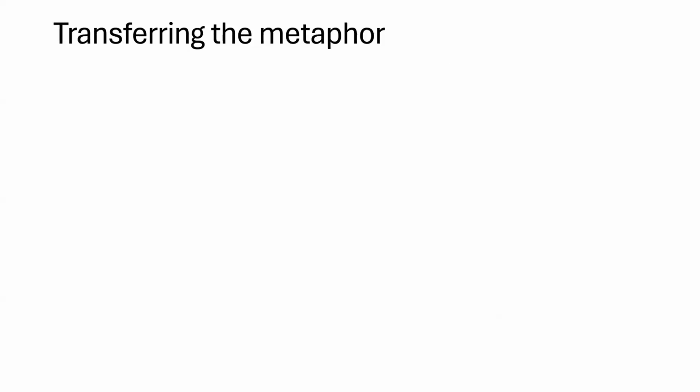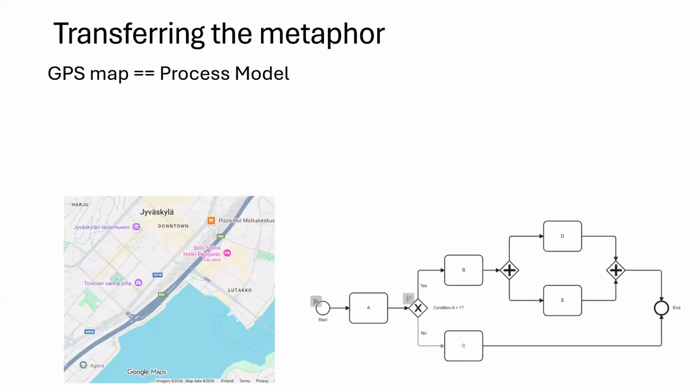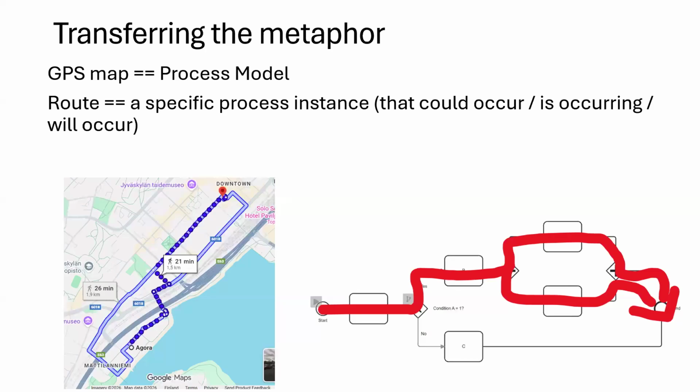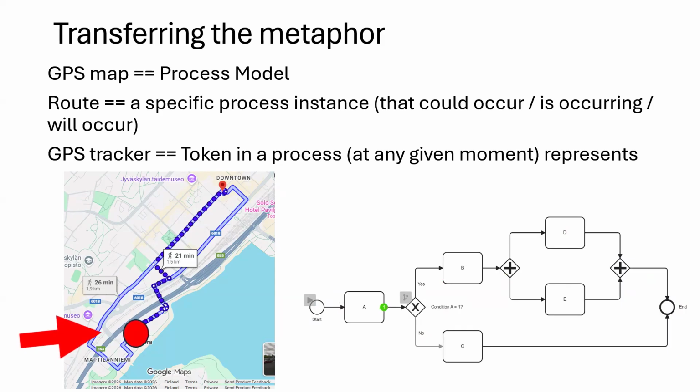So why this metaphor? In order to understand tokens, first you need to consider the GPS map. Imagine it is the process model. A route or a process instance is the same as the path from campus to downtown, so from the process model, you go from the start until the very end. And the GPS tracker itself, the active position, is similar. It shows your current state on your path from start to finish. And for business processes, it's the same.